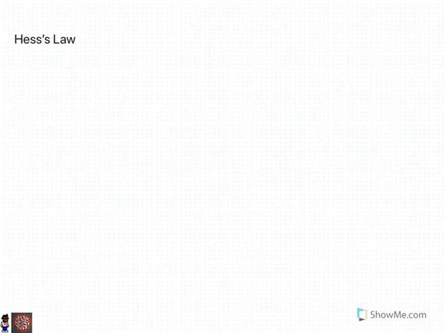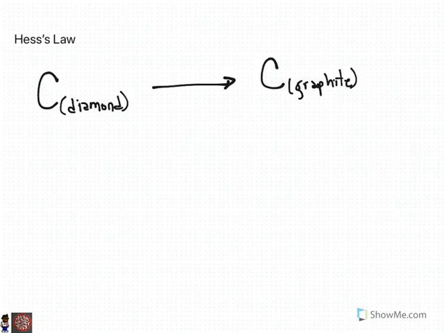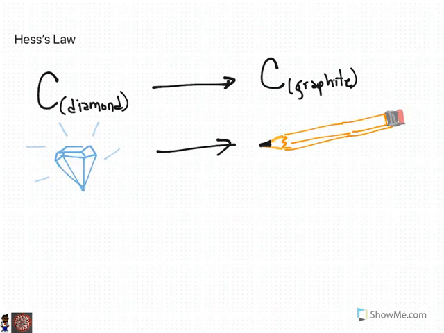Alright, now we're going to go over something called Hess's law. So let's take a simple reaction like this. Carbon converts to carbon. Now, the difference being we're basically going from diamond to graphite. So yeah, probably the rocks that you use as gravel on your driveway converts to pencil lead.